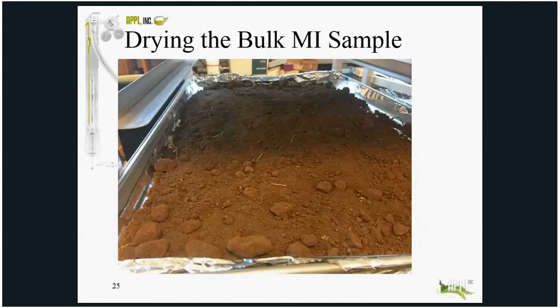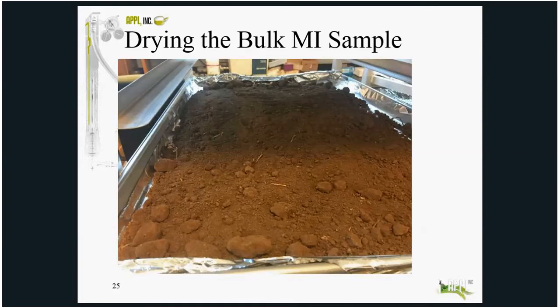Drawing a bulk MI sample, you're going to take the entire sample, spread it out on a large flat surface. We use baking trays with a piece of foil. The big clumps are broken up with a gloved hand. The entire sheet is weighed and the weight is recorded.